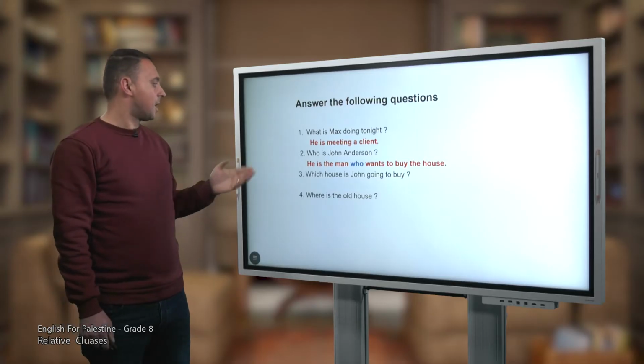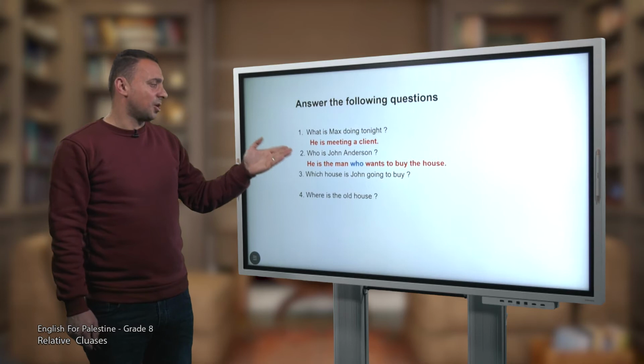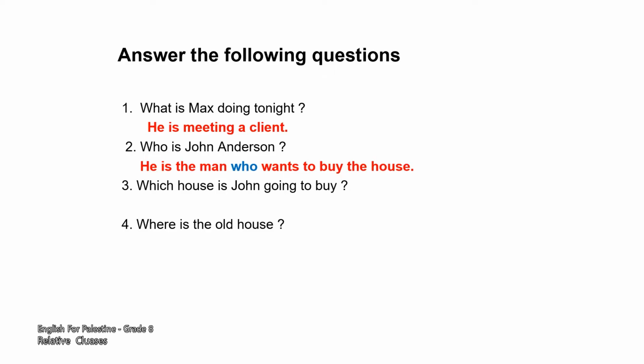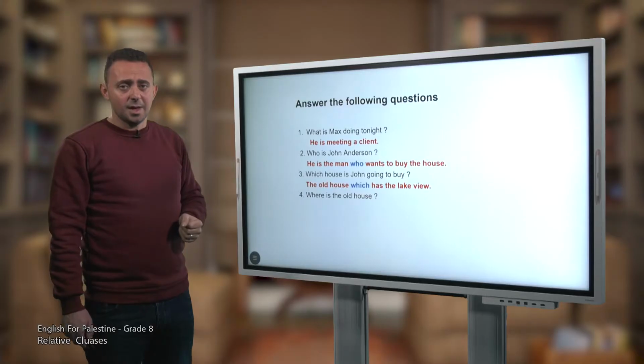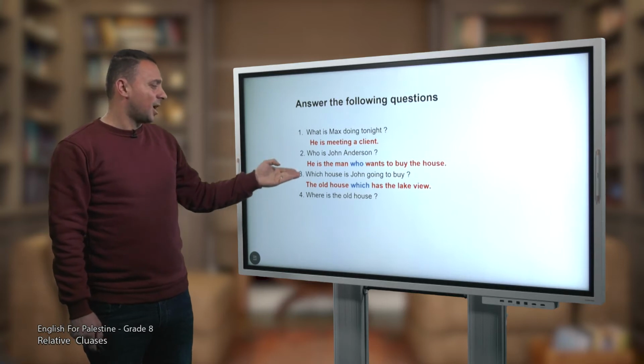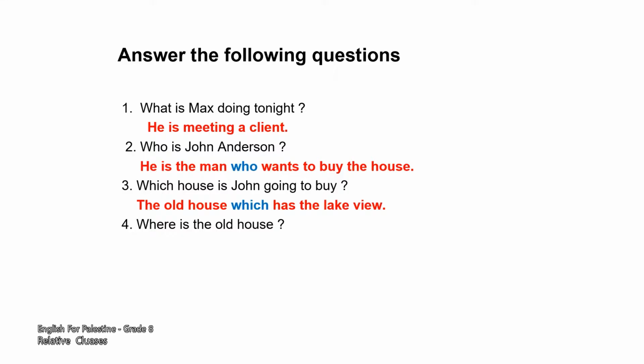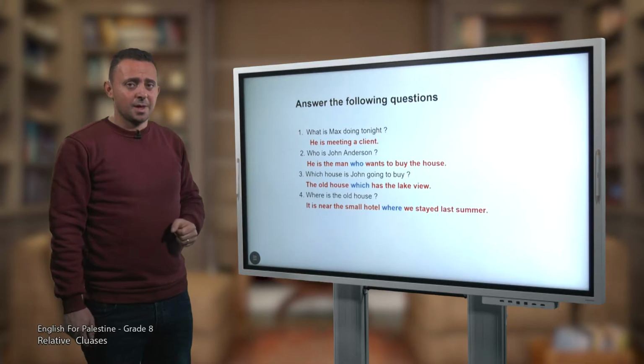Number 3. Which house is John going to buy? It's the old house which has the lake view. And number 4, where is the old house? It's near the small hotel where we stayed last summer.